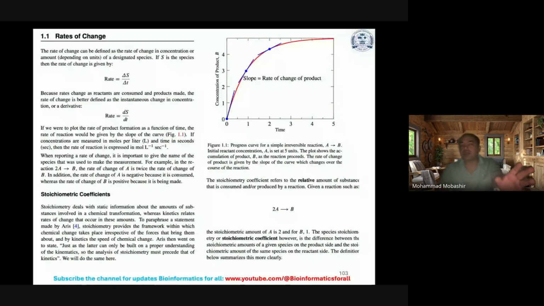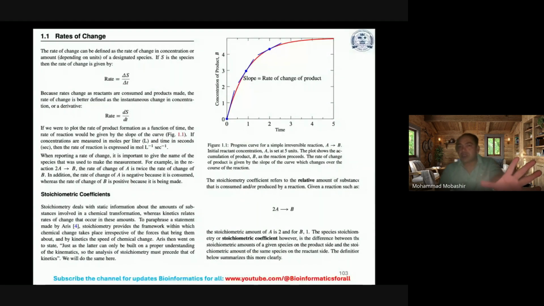Then it comes to stoichiometric coefficients, which deal with the static information about the amounts of substances involved in this chemical transformation, whereas kinetics relates to the rates of change that occur in these amounts. To paraphrase a statement, stoichiometry provides the framework within which chemical change takes place irrespective of the forces that bring them about, and by kinetics, the speed of chemical change. So this is what you need to understand.